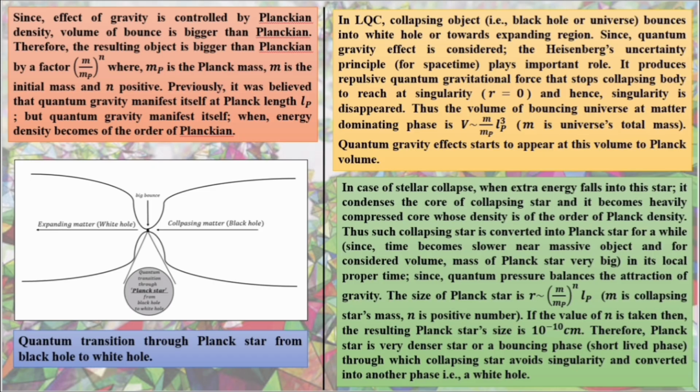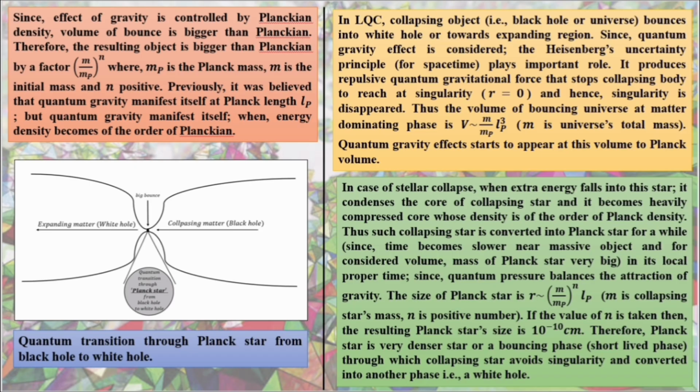Here in this diagram I have shown the quantum transition through a Planck star from black hole to white hole. In loop quantum cosmology, the collapsing object bounces into a white hole or towards an expanding region. Since the quantum gravity effect is considered and Heisenberg's uncertainty principle plays an important role to avoid singularity, it produces a repulsive gravitational force that stops the collapsing body from reaching the singularity, and hence the singularity disappears.